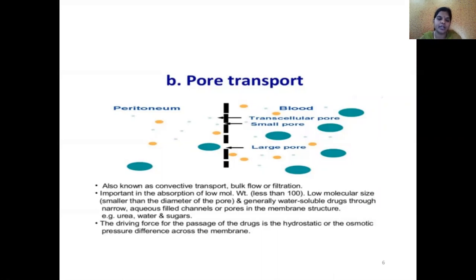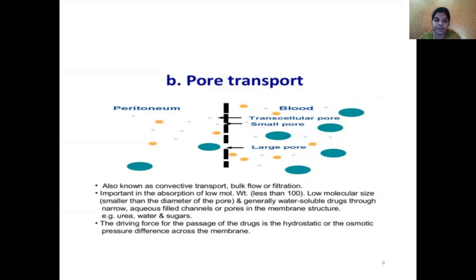You learned the passive diffusion process. We just recollect what we discussed in the last class, right? We discussed the mechanisms of drug absorption through the GIT. So first, let us recollect what the main mechanisms are.